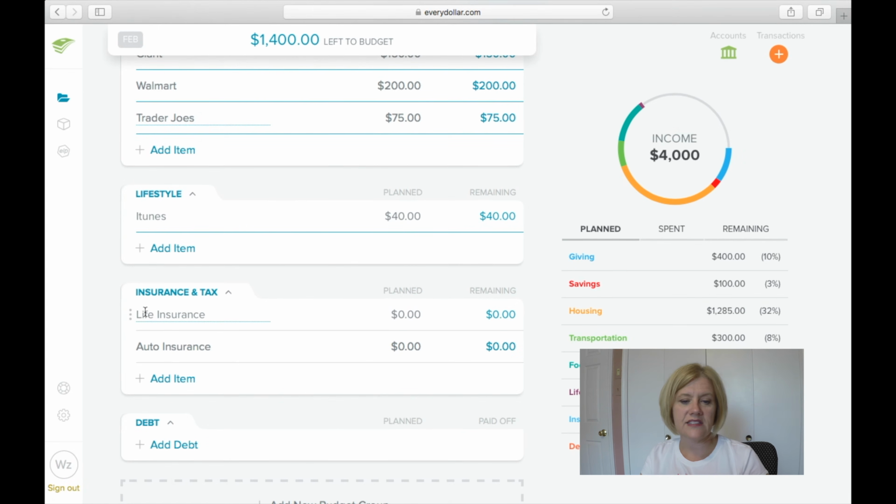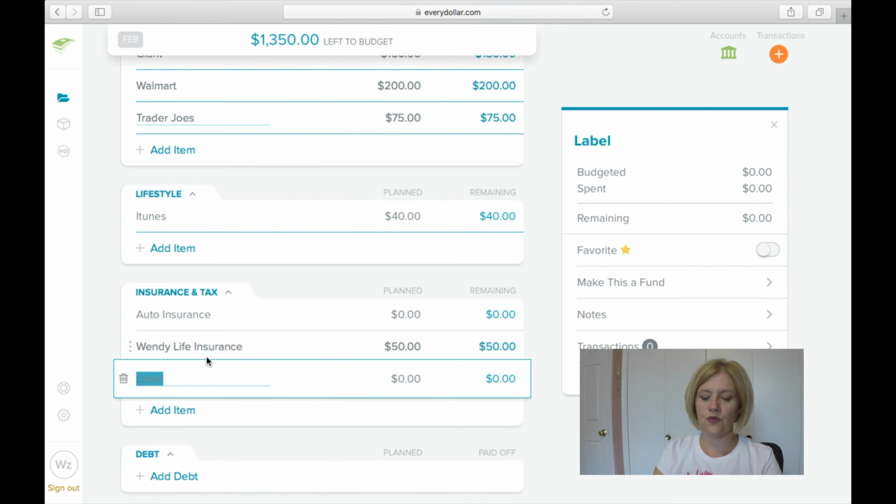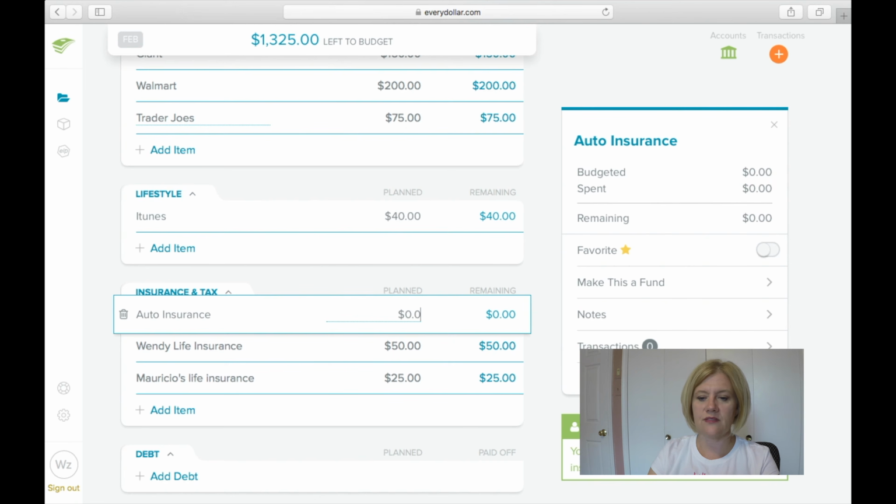And we have Wendy's life insurance and Mauricio's, which is, because Mauricio is younger than me, his is half the cost. That and some health issues that I had before I got life insurance. And then our auto insurance would be, for hypothetical purposes, $100.